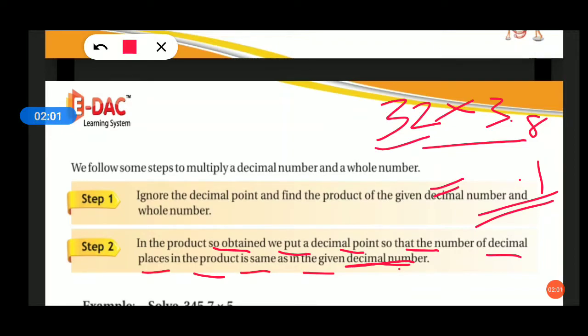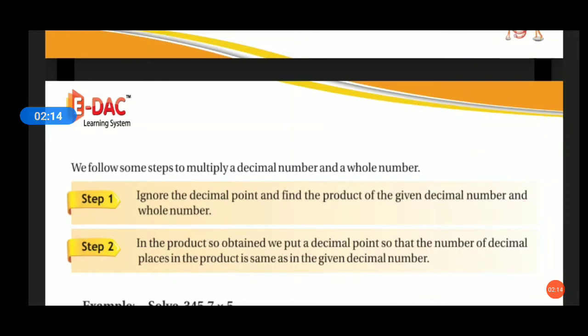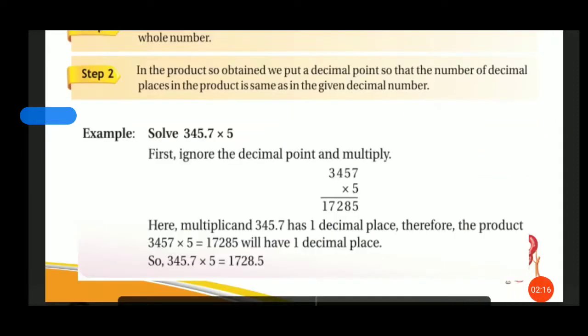Then after multiplying and getting the product, you need to see how many numbers are there after the decimal. After the decimal you have only 8, so there is only one number after the decimal. So in the product also you need to have only one number after the decimal. Understood students? See an example here.